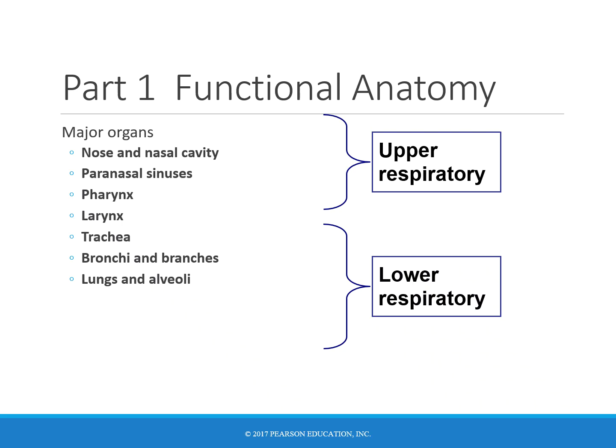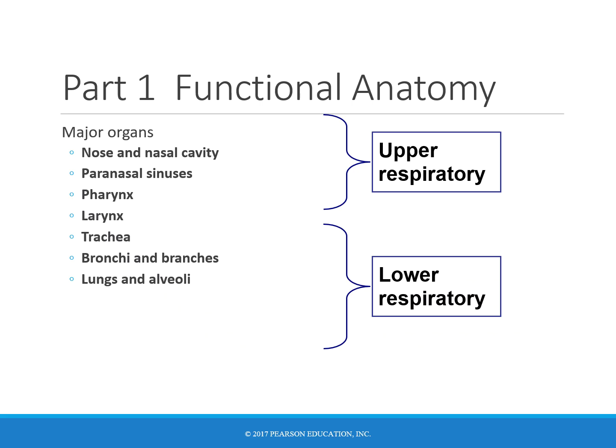So let's look at a little bit of functional anatomy, or a review of the anatomy structures. The major organs that we'll be talking about are the nose and the nasal cavity, the paranasal sinuses, and the pharynx. Those three sets of structures make up what is referred to as the upper respiratory system. And then you have the larynx, the trachea, the bronchi and its branches, as well as the lungs and the alveoli. All of those structures are considered part of your lower respiratory system.